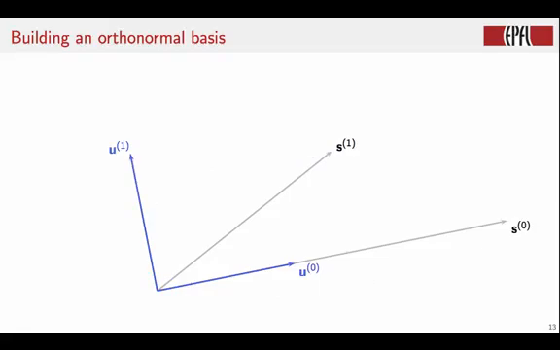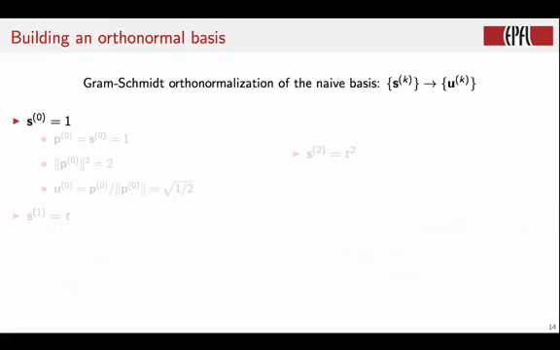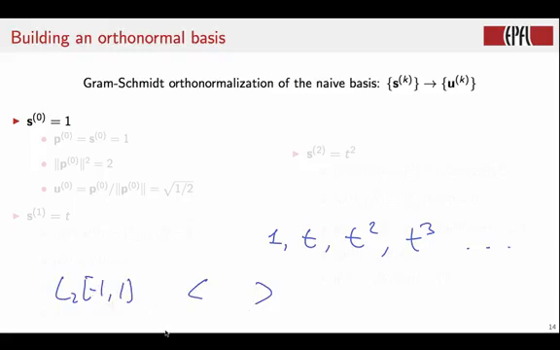If we now apply the orthonormalization procedure to the naive basis for P3 of [-1, 1], the only things that we have to adapt in our computations, well, first of all, remember the basis is 1, t, t squared, t cubed, and so on. And the inner product between two vectors in L2 of [-1, 1] is defined as the integral from -1 to 1 of x(t) y(t) dt. Right? So with this in mind, let's start with the orthonormalization procedure.